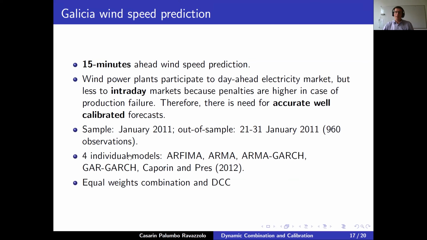Sorry, I was a bit fast on this because I don't want to have many slides, but of course I should provide more details on this. I apologize about that. We have 4 individual models. One is an ARFIMA model.